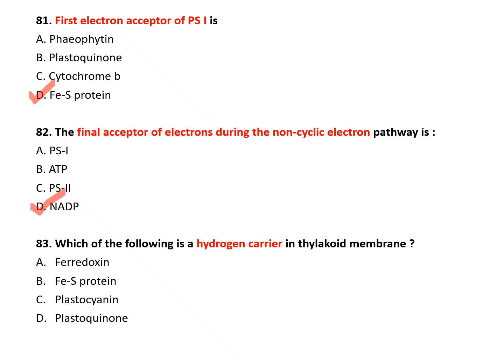The next question, number 83. Which of the following is a hydrogen carrier in the thylakoid membrane? Option A ferredoxin, option B iron sulfur protein, option C plastocyanin, option D plastoquinone. The correct answer is option D, plastoquinone.